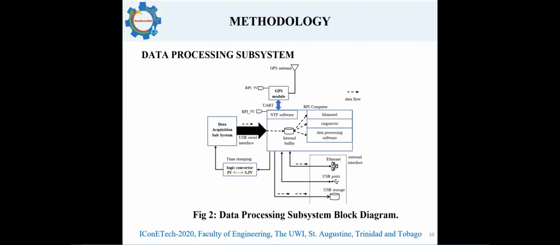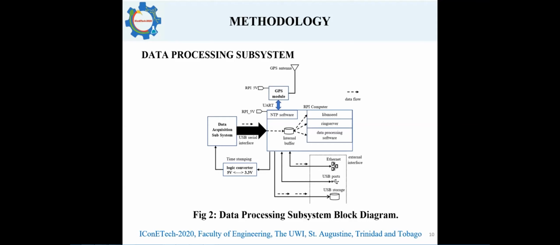So in terms of the data processing subsystem, this subsystem is responsible for processing data received from the Arduino or the data acquisition subsystem into seismological data format. Data is read from the serial interface that connects the Arduino to the data processing subsystem. The raw data is read and processed into 512-byte miniseed packets, where these packets are inserted into an internal ring buffer, which is located on the computer that handles the processing as temporary storage, and then created into miniseed files for more permanent storage on a flash drive.